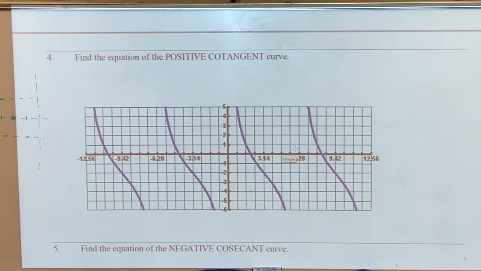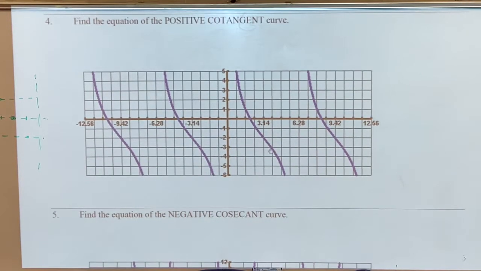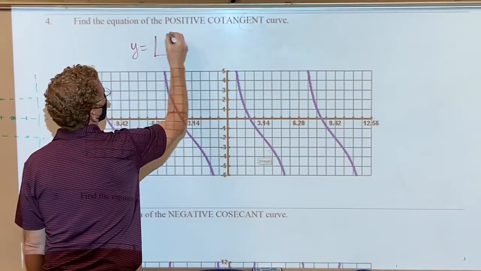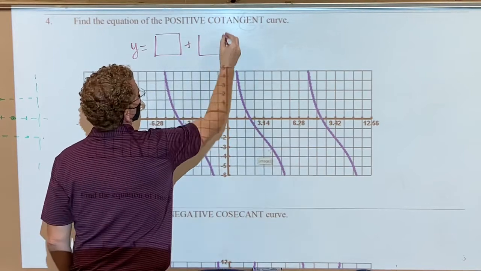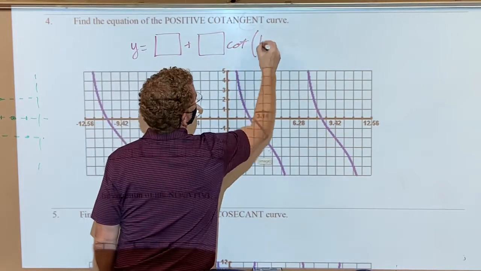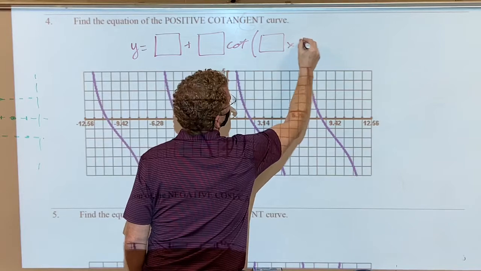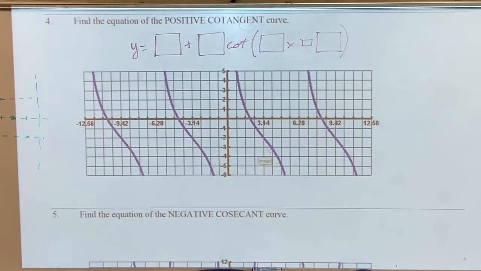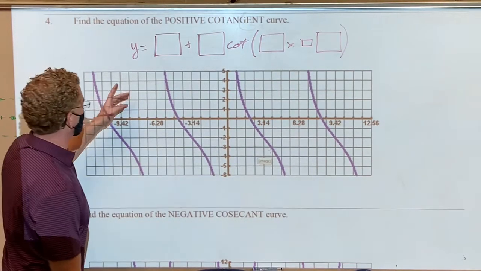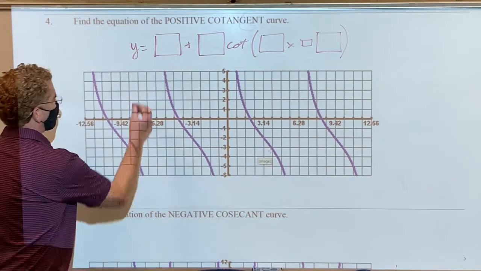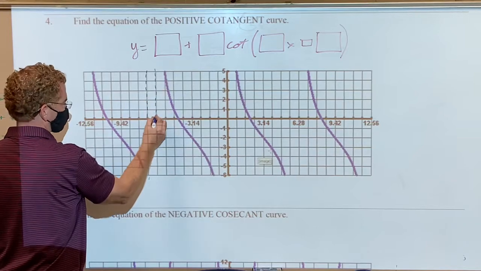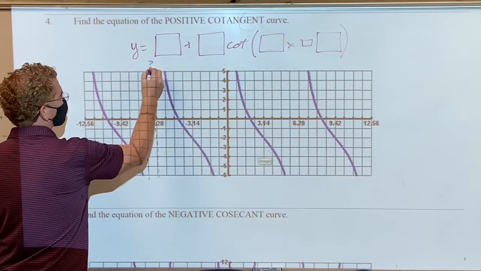Positive cotangent. I'll probably give you one like this. It's a little trickier. Maybe. You might not think it's tricky at all. So you know the vertical asymptote's got to be on the grid line, but you're looking here and you're like, wait, that's in between there. But so is that in between there. Which one is it?